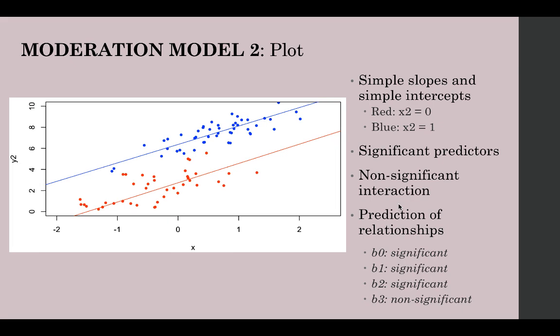So again, we're looking at simple slopes and simple intercepts. And as you can see, the intercepts are different, which means that we have a significant main effect for our moderator, but we do not have a significant difference in slopes, which means that we have a non-significant interaction. And this was also modeled in the y variable with the parameters you see below. So we knew that there would be no significant change in slopes.